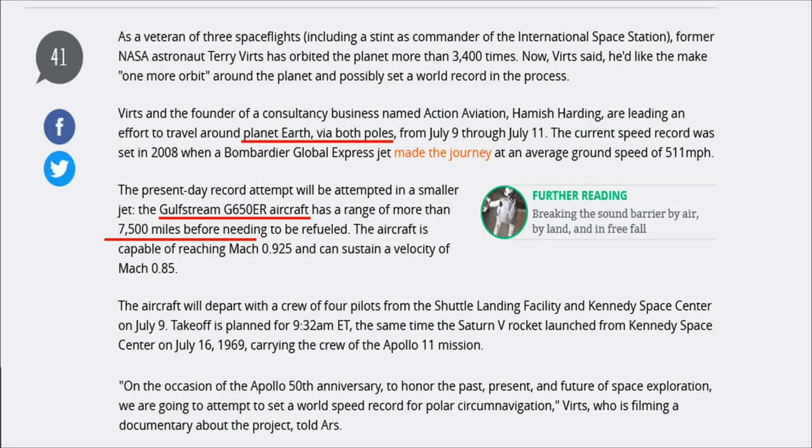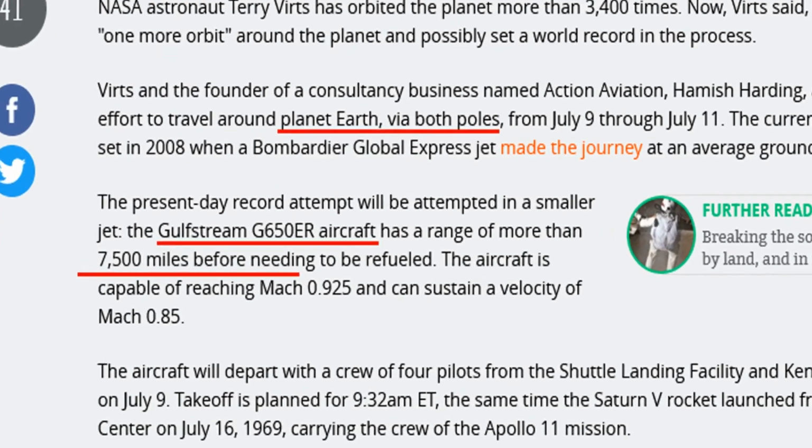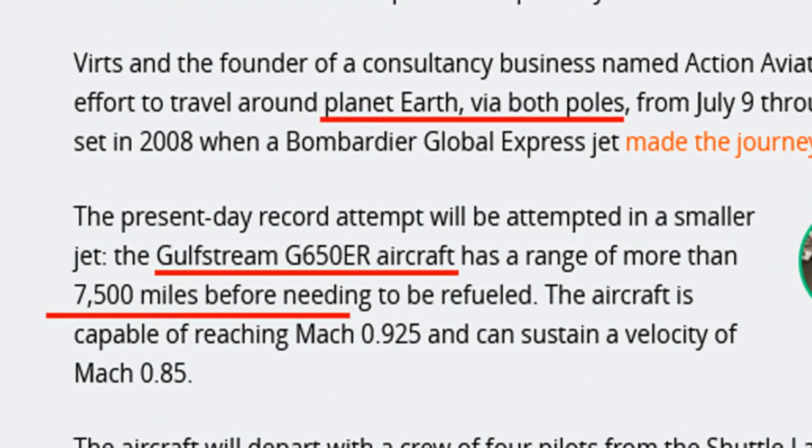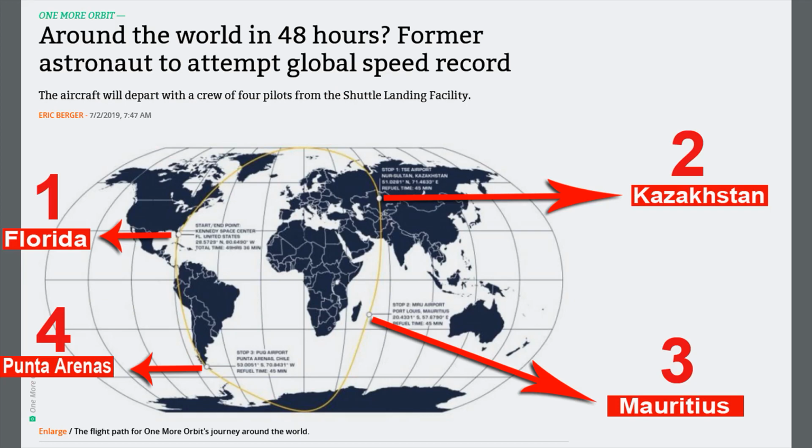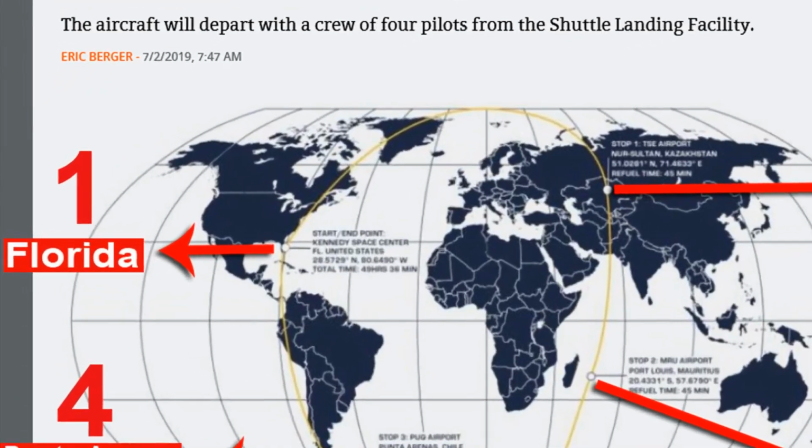He took this flight in 2019 via both poles with a Gulfstream G650ER aircraft. And he left Florida, Cape Canaveral. That was from where he departed, from Florida.